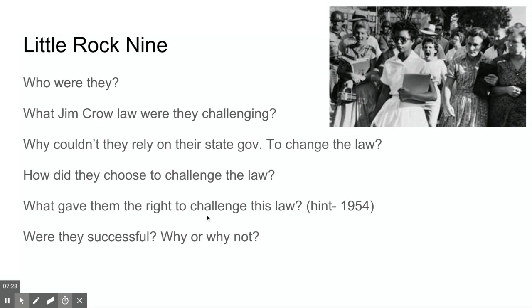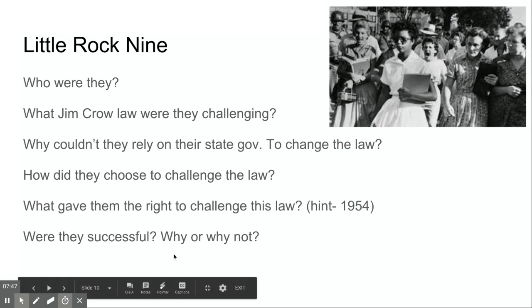What gave them the right to challenge this law? Well, Brown v. Board in Kansas said that you cannot segregate students based on race in a public school system, and they are using this as their legal foundation for this challenge. They are saying, if in Kansas you cannot do this, you cannot segregate students in Arkansas as well.